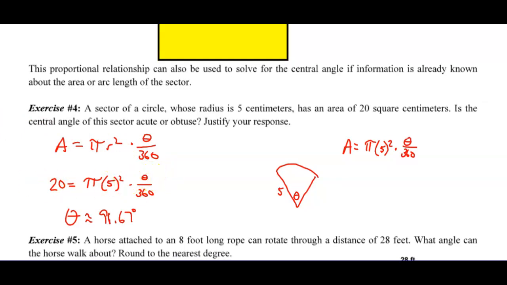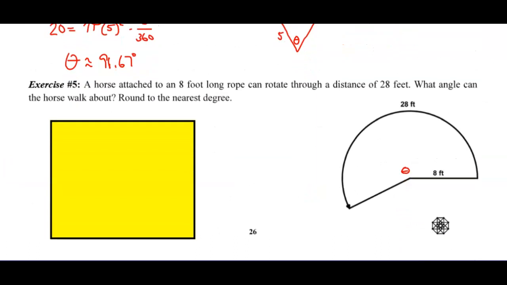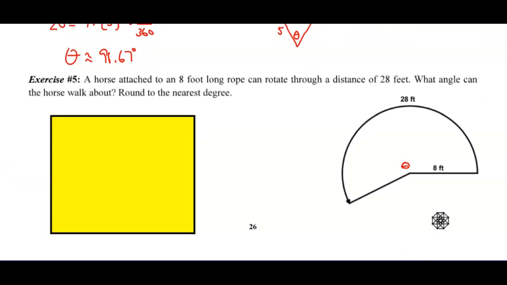Again, if you know the area, set it equal to the area formula, put in your radius and solve for theta. All right, and finally, exercise 5: a horse attached to an 8-foot-long rope can rotate through a distance of 28 feet. So we know the arc length that it can travel, this circular piece here. What angle can the horse walk about? So we want to know what this angle is in this spot.